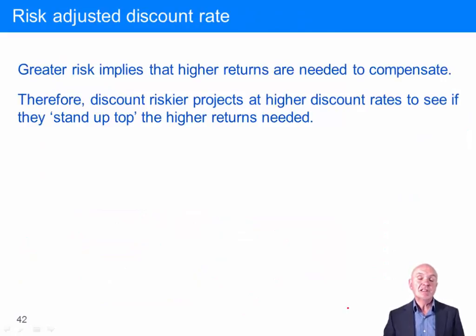The risk-adjusted discount rate, something we'll cover in greater detail later. It's only in here for completeness, really. What it is saying is different projects have different risks. And if you're embarking on a risky project, maybe what you could do is to increase the discount rate that you're using. So an ordinary project, maybe you discount at 12%. A risky project, you maybe discount at 20%.